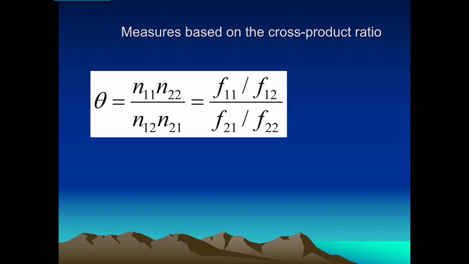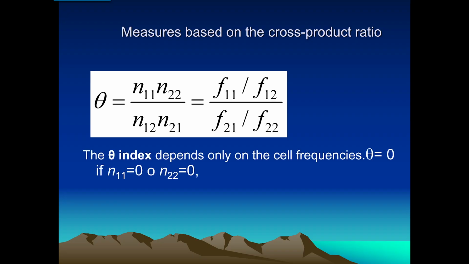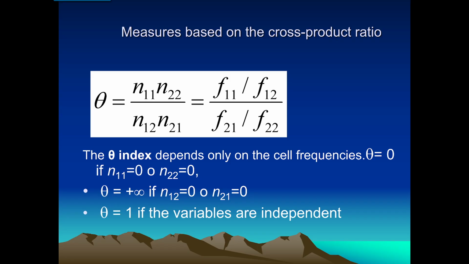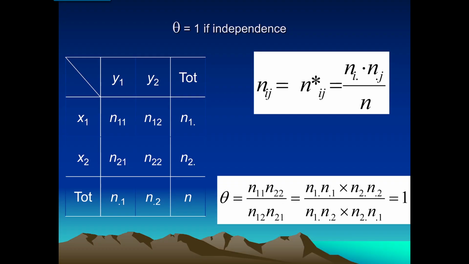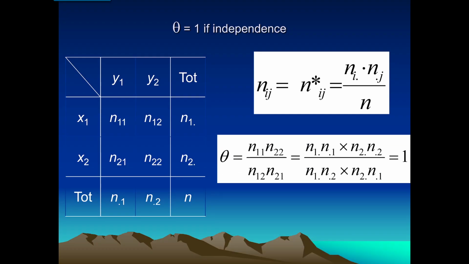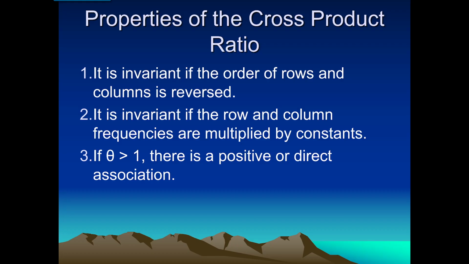So this theta index is very, very easy to compute. It has a lower bound which is 0, an upper bound which is infinity, and it is equal to 1 if the variables are independent. So 1 is the benchmark. If the variables are independent, then you replace them in the formula, and you can easily end up with the value of theta equal to 1.